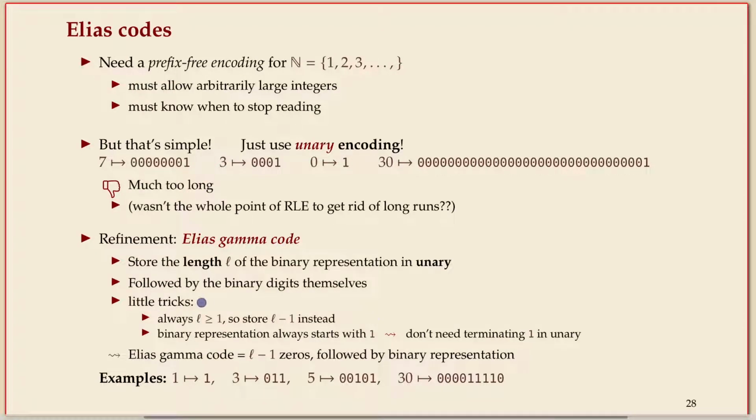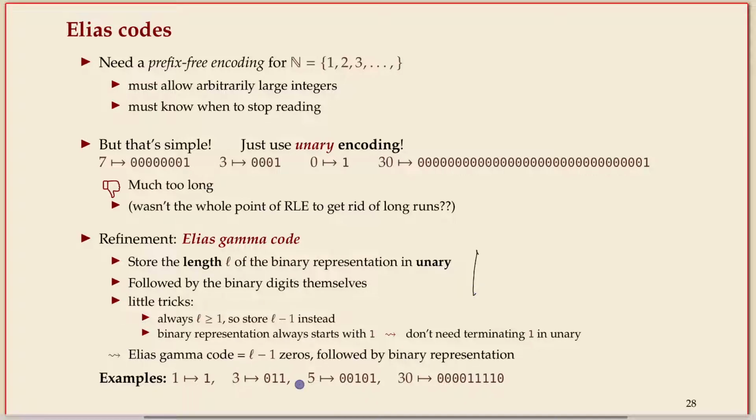Okay, I lied a little bit. Elias gamma code is a very slight refinement of that idea, because immediately if you do that, you notice two things. The length of the binary representation is always at least 1. We only represent natural numbers starting with 1. So we might as well store the length minus 1 instead of the length. Saves a bit. And the second observation is the binary representation of the number always starts with a 1 because we don't want leading zeros. And so we don't need the terminating 1 of this run length encoding either, just because there is always a 1 coming with what we append next. So, with these two slight modifications, this idea is what's behind Elias gamma codes.